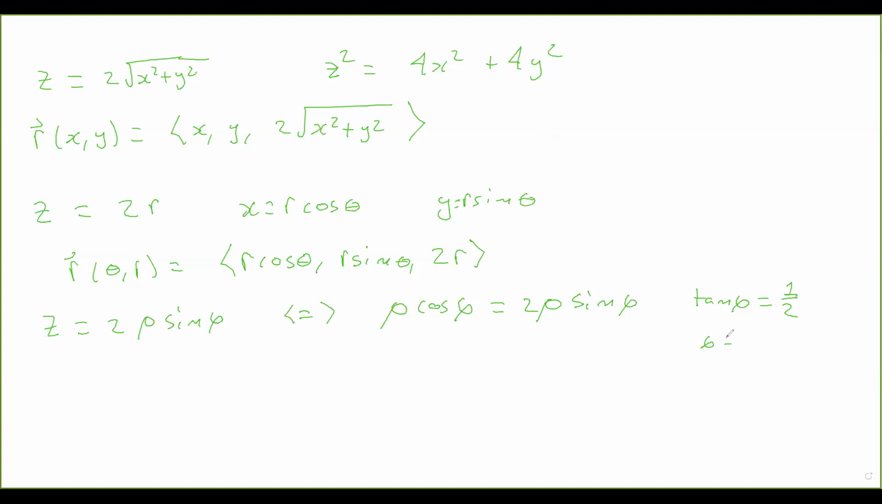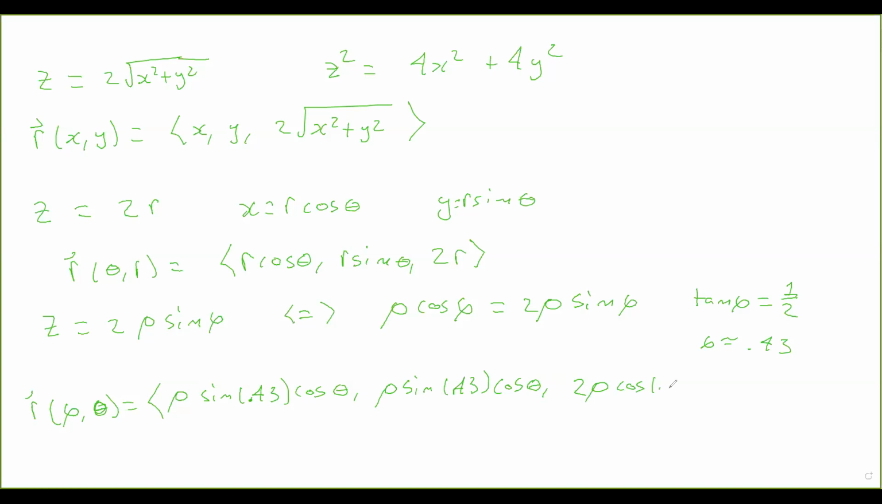So this means phi is arctangent of 1/2, which is roughly equal to 0.43. Okay, so now the parameterization in spherical coordinates. We're going to use phi and theta as the parameters. R of phi, theta. Well, x is rho sine phi cosine theta, so this is rho sine 0.43 cosine theta. Then y is going to be rho sine 0.43 sine theta. And now lastly, it's going to be the z coordinate, which is rho cosine phi.